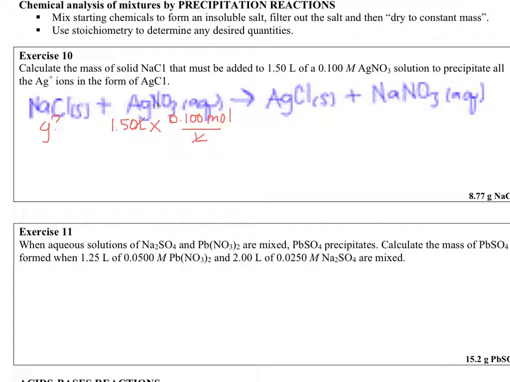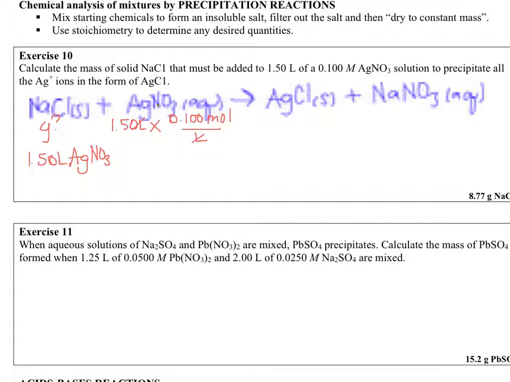Now, one thing that I haven't mentioned, because this chemical reaction is all a 1-to-1 ratio, we do need to make sure that we have a balanced chemical equation. Here, everybody is 1s. You may not always get 1s as coefficients, but you'll want to check ahead of time before you start your stoichiometry. So let's start this problem with that 1.50 liters of silver nitrate.